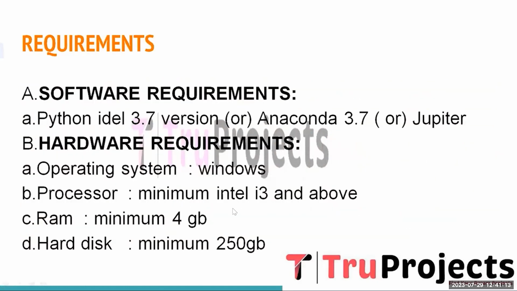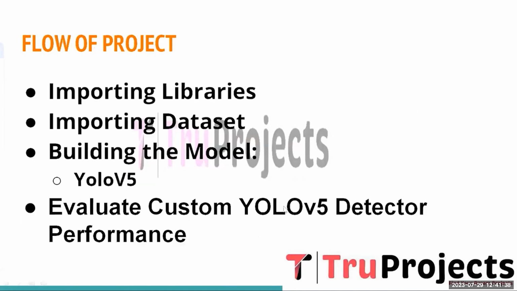These are the basic requirements that are needed to build this project. The software requirements: Python IDE with version 3.7, Anaconda with version 3.7 on Jupyter Notebook. Hardware requirements are operating system as Windows, processor of minimum Intel i3 and above, RAM of minimum 4 GB, hard disk of minimum 250 GB. And to know about the flow of the project, these are the steps we need to discuss.